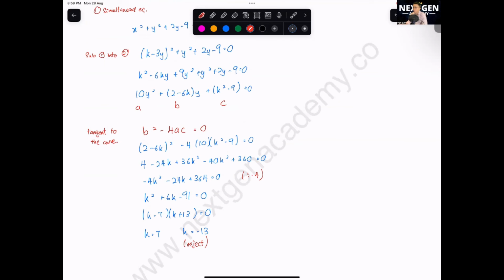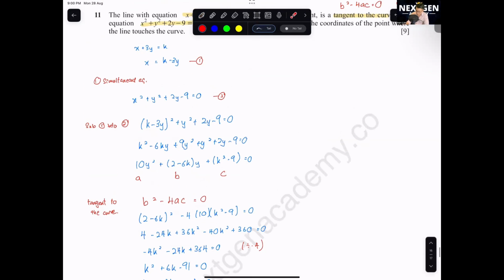Halfway there already. Now we've got our k value. We need to find the coordinates of the point, which is x and y. You need to select which equation to substitute into, because with k equals 7, these other equations have too many unknowns already. So the one I want to substitute into, let's call it equation 3. I'm going to substitute k into here because here there are only k and y.